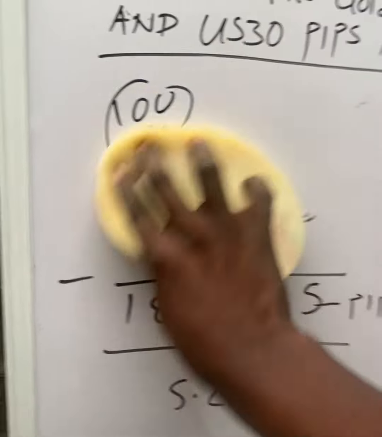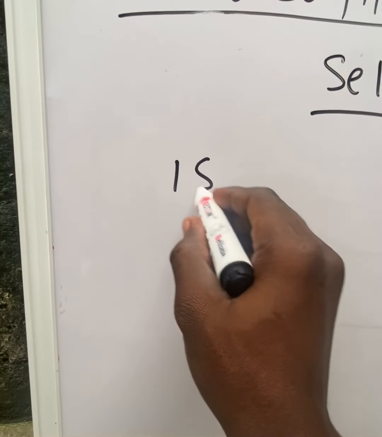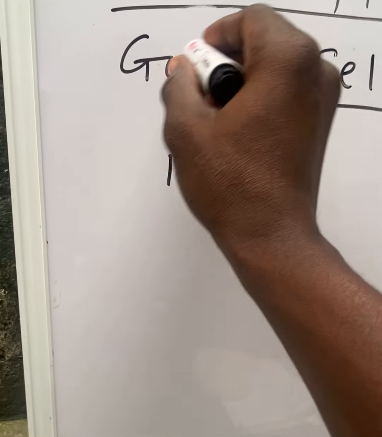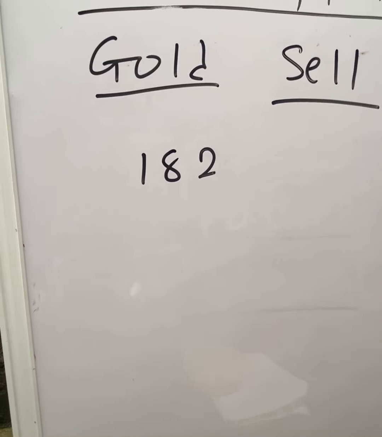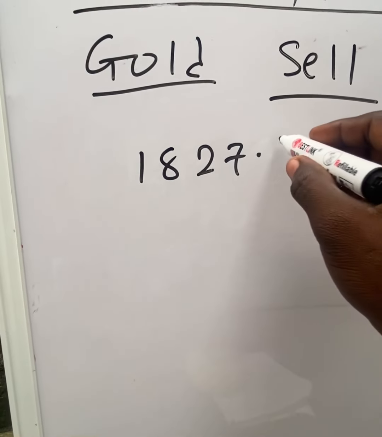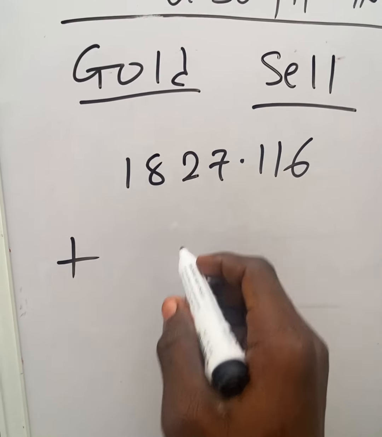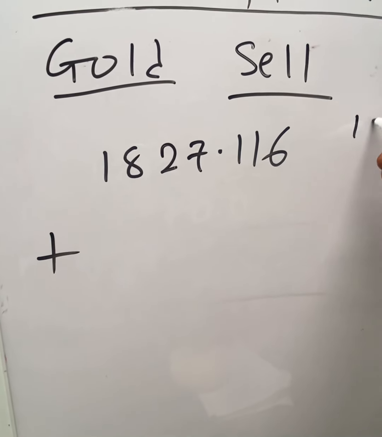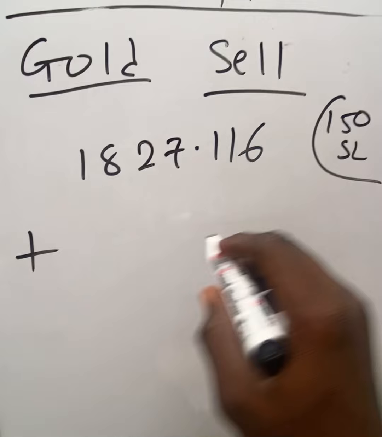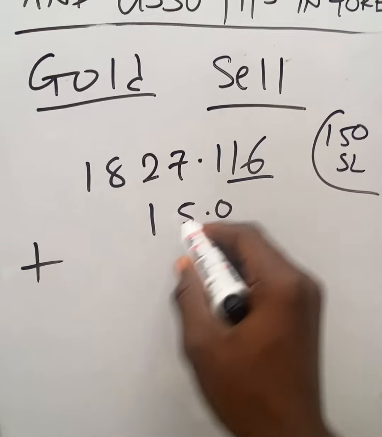So let's go for a sell. So we have the current market price as 1827.116 for the TradingView price, and we are selling. So they give us 150 pips stop loss. So what we just have to do is 150 pips SL. Place our 150 here. We know this is pipette, so place 150 pips.